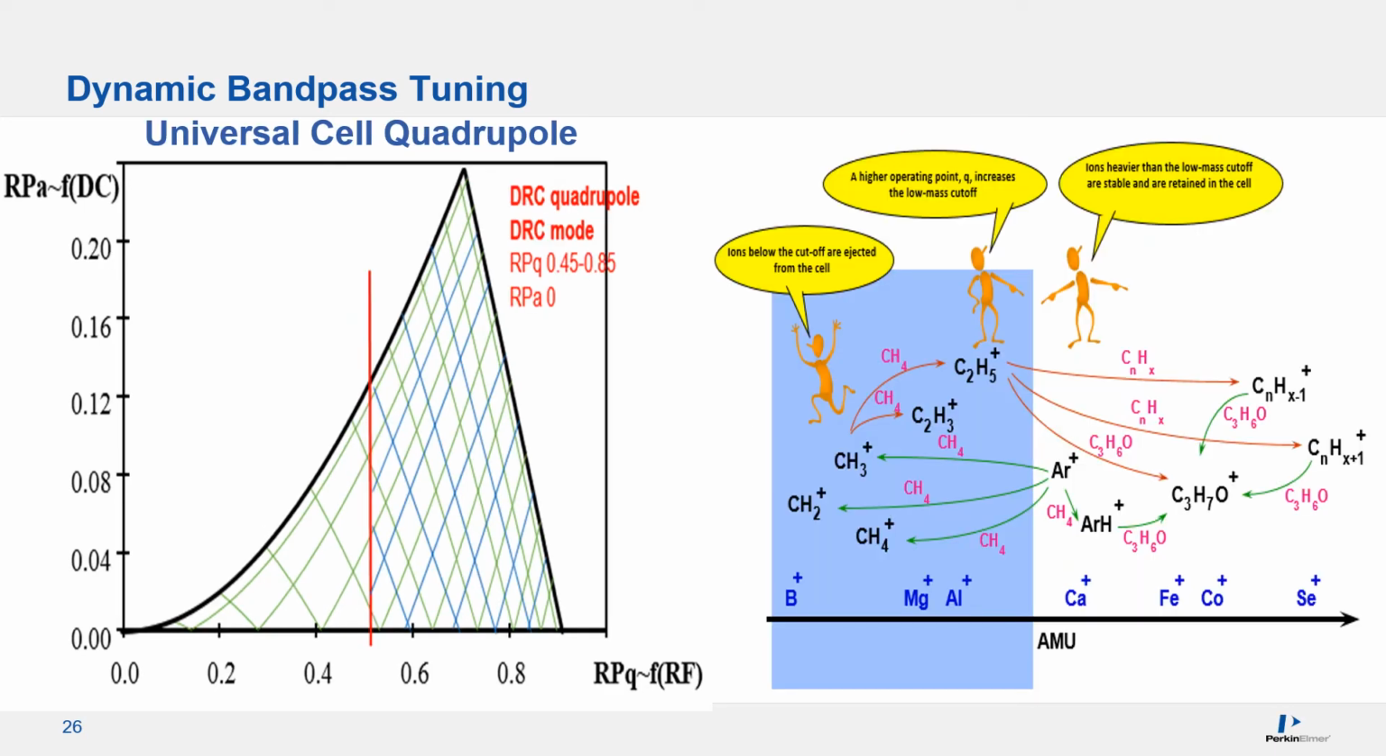The power of the dynamic reaction cell allows us to set low and high mass cutoff. And as you can see here, they reject any masses lower than the mass of interest when setting a particular RPQ value.